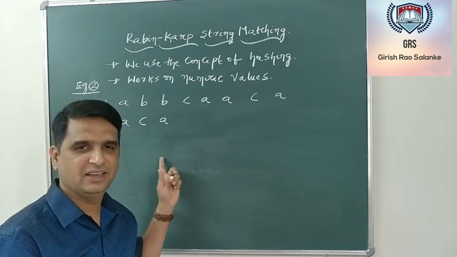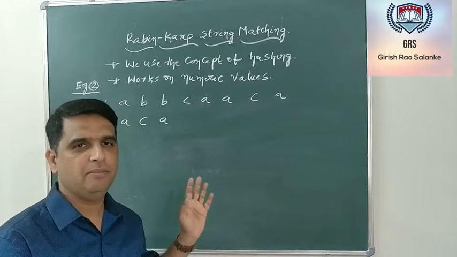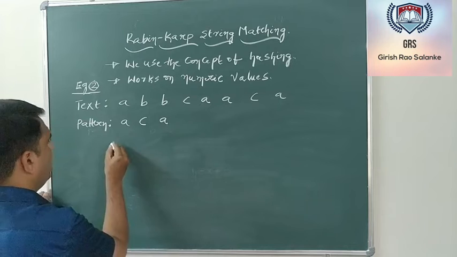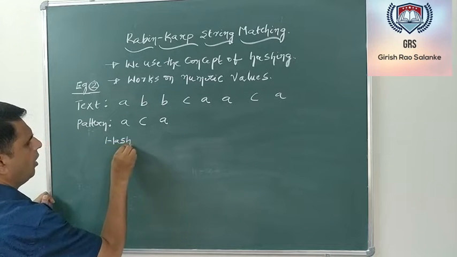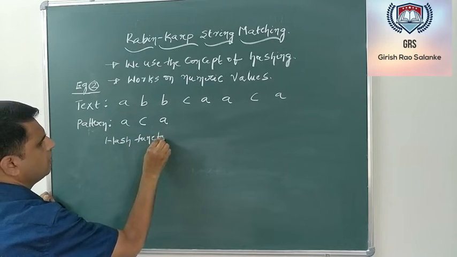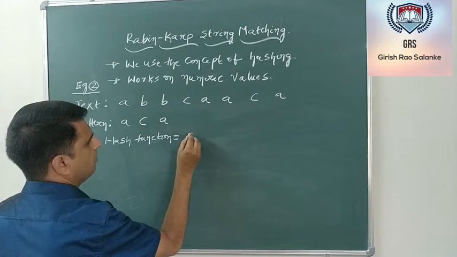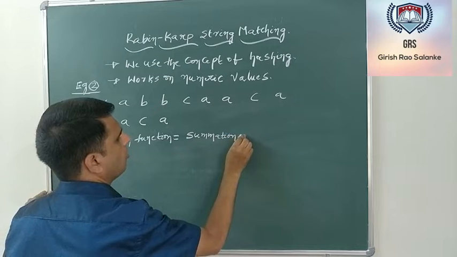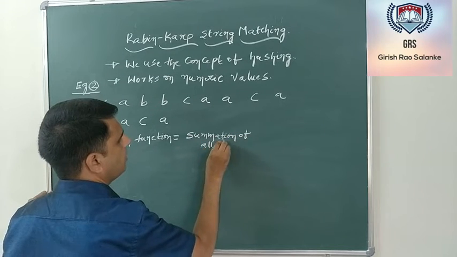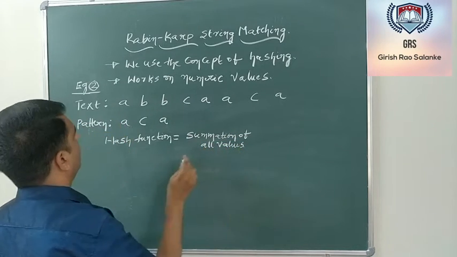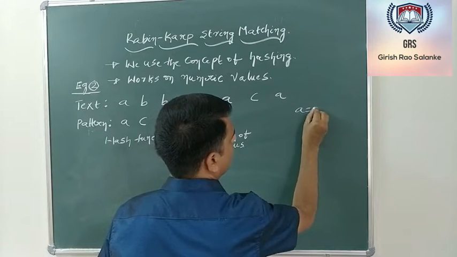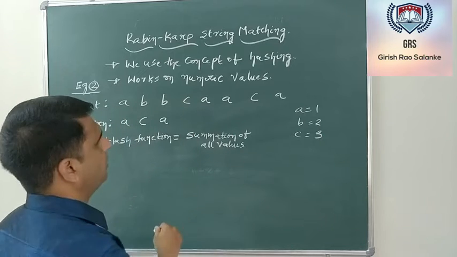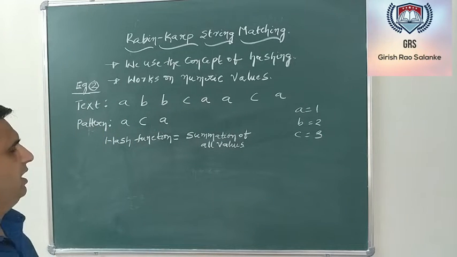Yeah, this is my second example. We'll apply the same principle that we have applied for the first one. Let me denote my hash function: hash function is equal to the summation of all numeric values. Here also I will assign A equal to 1, B equal to 2, C equal to 3. I have used only 3 alphabetical characters: A, B, C.